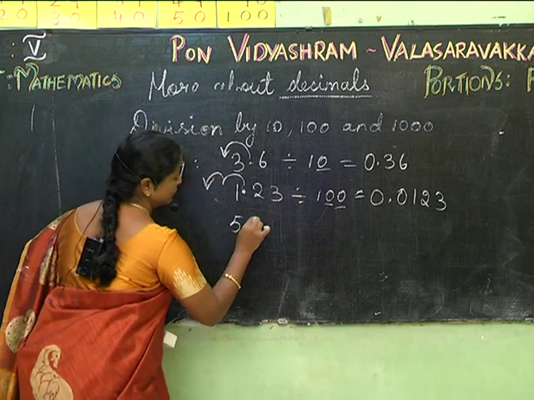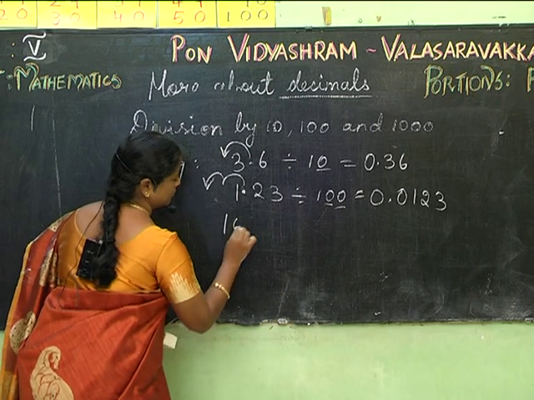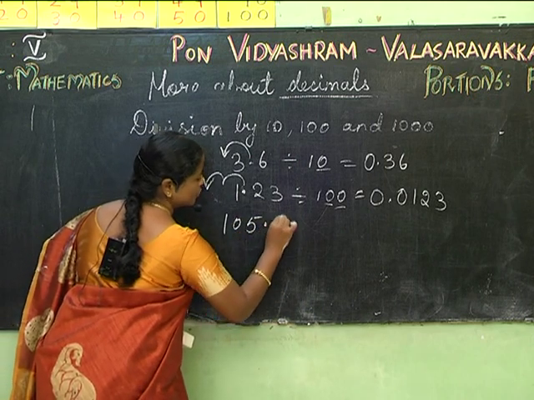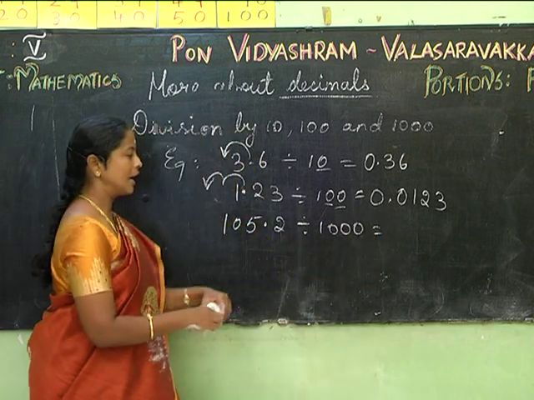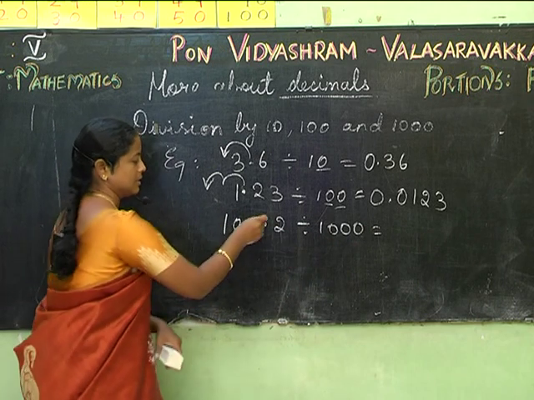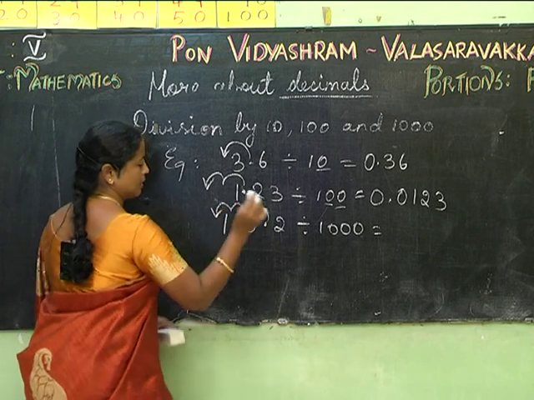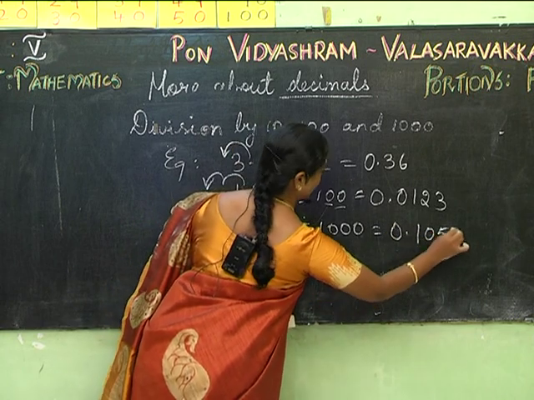Then 105.2 divided by 1000. So I will move the decimal point towards the left 3 places. My answer is 0.1052.